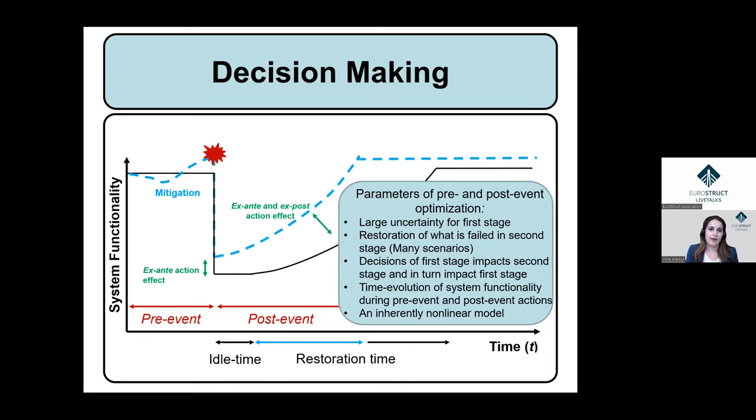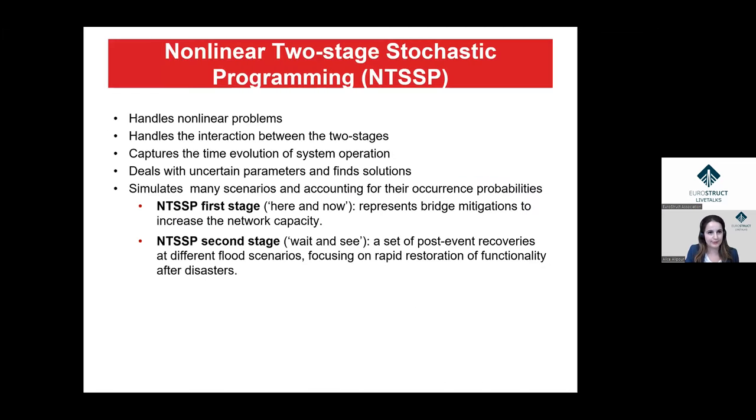And obviously, when a specific event happens, so the scenario is clear and you're looking into your second stage, there are many paths as to what to repair and what to recover and which one to do first so that we have a faster recovery. And that's another problem that needs to be accounted for. So inherently, this is a nonlinear model if we wanted to do some sort of an optimization on it.